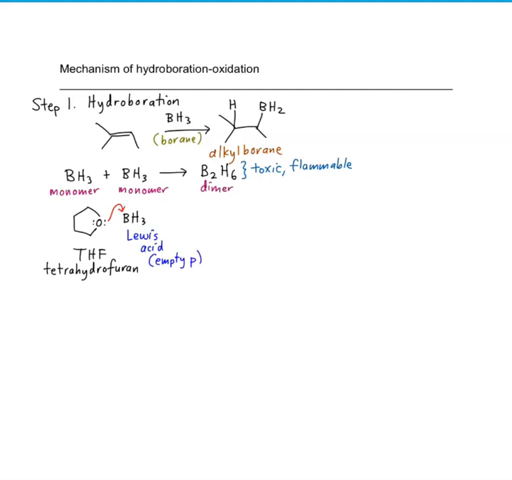And that makes THF a Lewis base because it's donating a pair of electrons into the empty p orbital on the Lewis acid BH3. So remember, a Lewis base is an electron pair donor. A Lewis acid is an electron pair acceptor. So now these two get together. And so what that gets us is this guy.